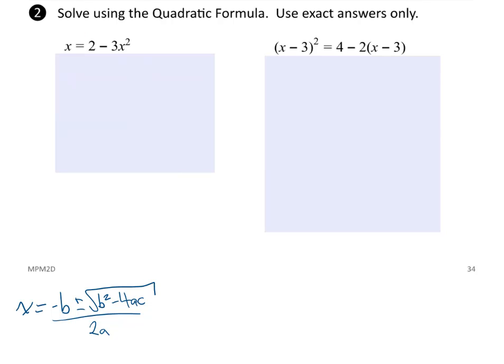Okay, so the first example here, I'm going to move the negative 3x squared over to the left side and the 2 over to the left side. And those are going to become, well, the negative 3x squared is going to become positive. Then we'll have plus x, then we'll have minus 2 is equal to 0.